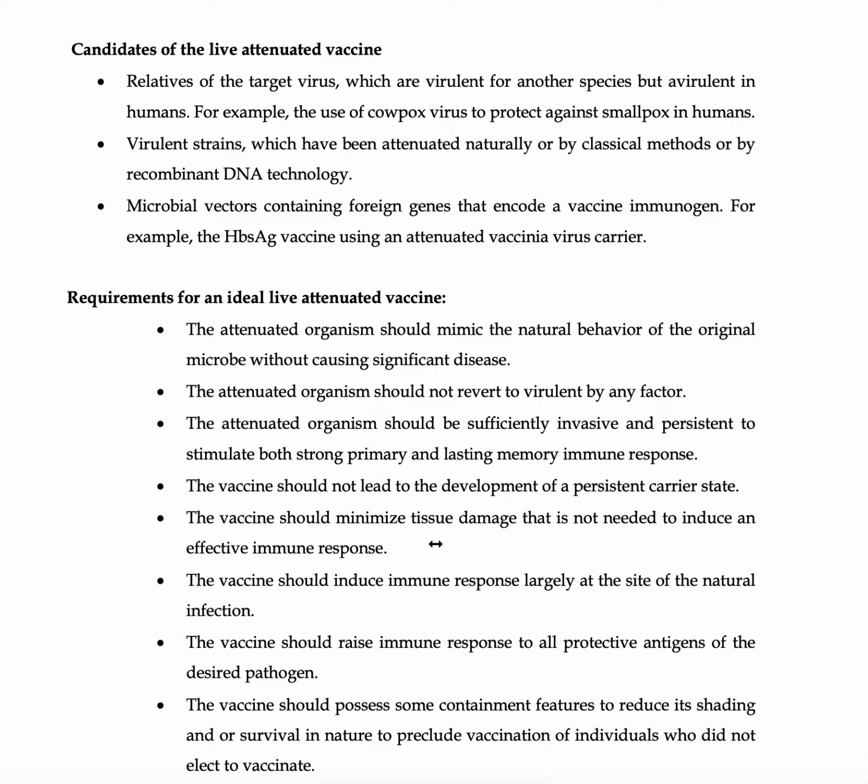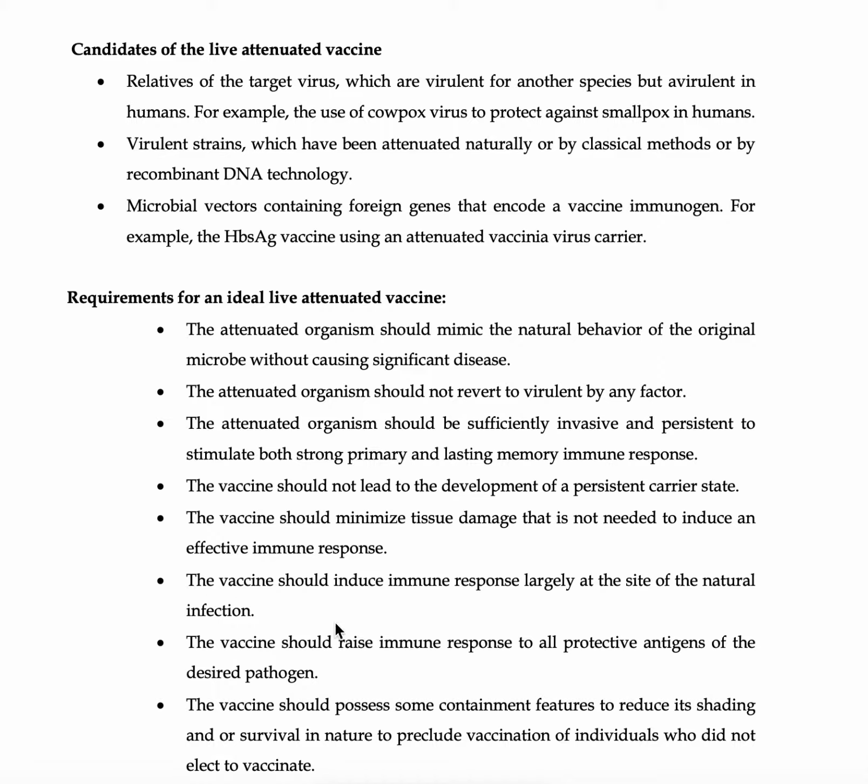Okay. The vaccine should minimize tissue damage that is not needed to induce an effective immune response. Some live attenuated vaccines can cause some tissue damage, but that tissue damage should be essential for inducing the immune response. So a good live attenuated vaccine should not cause disease to any tissue which is not necessary to induce immune response.